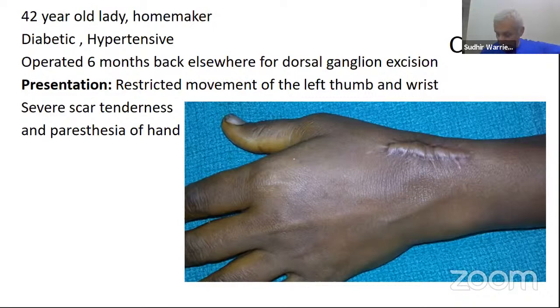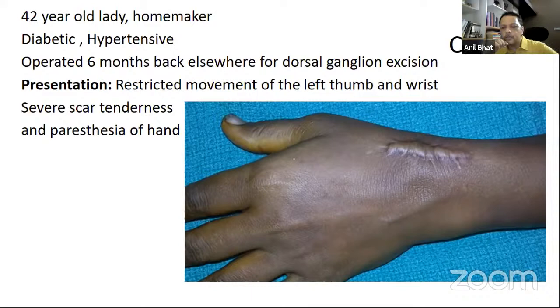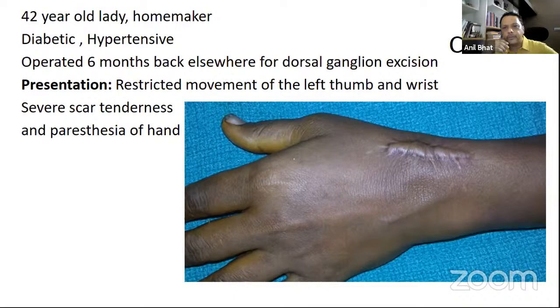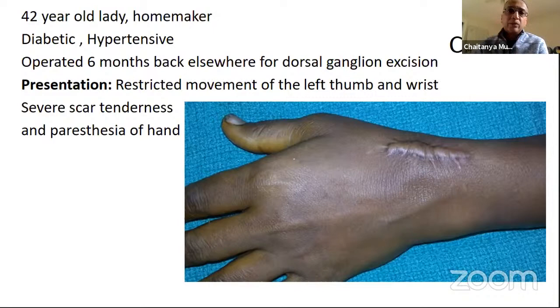There was some restriction of wrist movements also. So is the second compartment also involved? Is there a weakness of the wrist? I mean, the capsule, because it's a ganglion excision, they would have gone up to the capsule. It sounds like tension neurodesis. Yeah, it sounds like a tension neurodesis from a neuroma affecting the radial sensory nerve, which is why every time she moves, it hurts. That's why she's not moving her wrist.